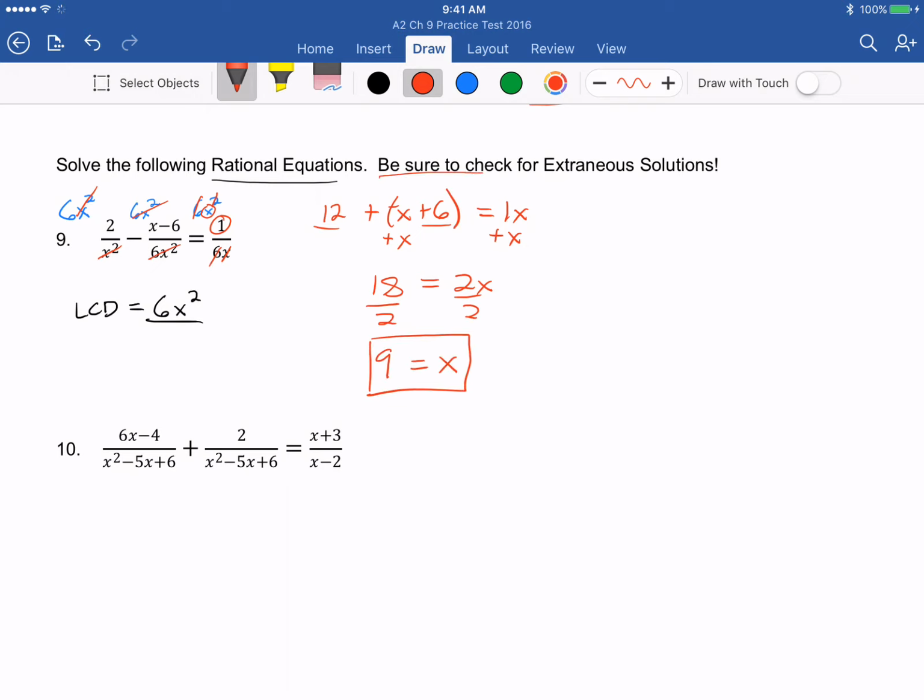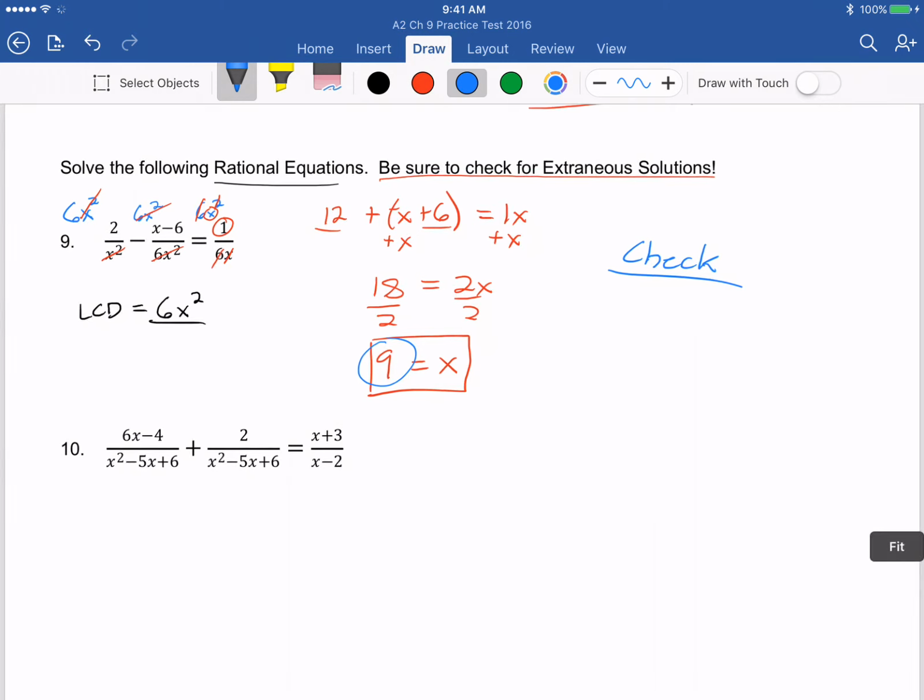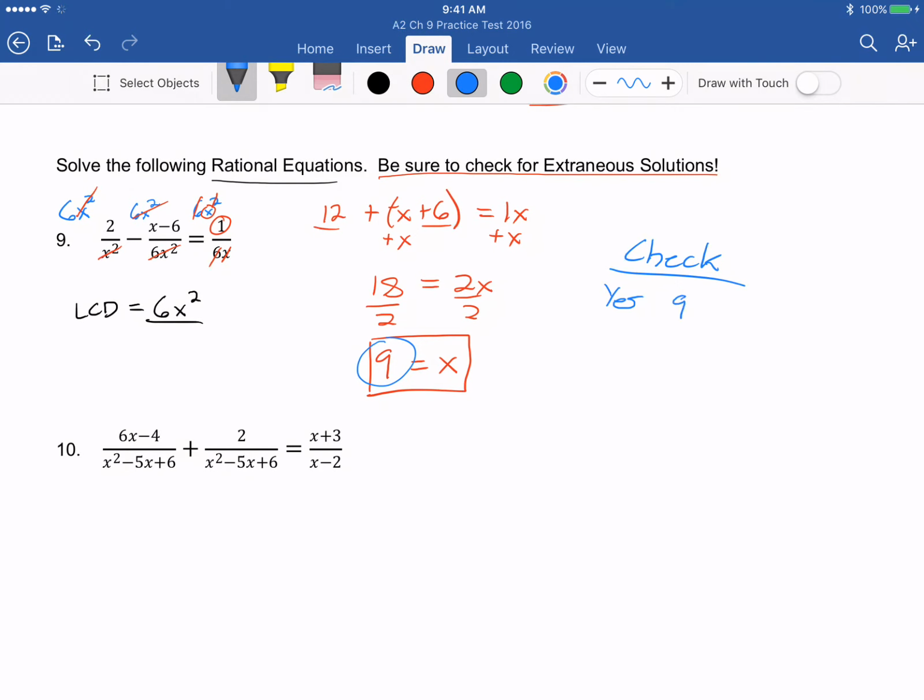Alright, it says be sure to check for extraneous solutions. So my check step here, I look to see if I plug in 9, does that give me 0 in any of my denominators? So I can say yes, 9 works, no 0 in denominators. Okay, so it doesn't give me any zeros in those denominators if I plug it into either of these three, so it works.